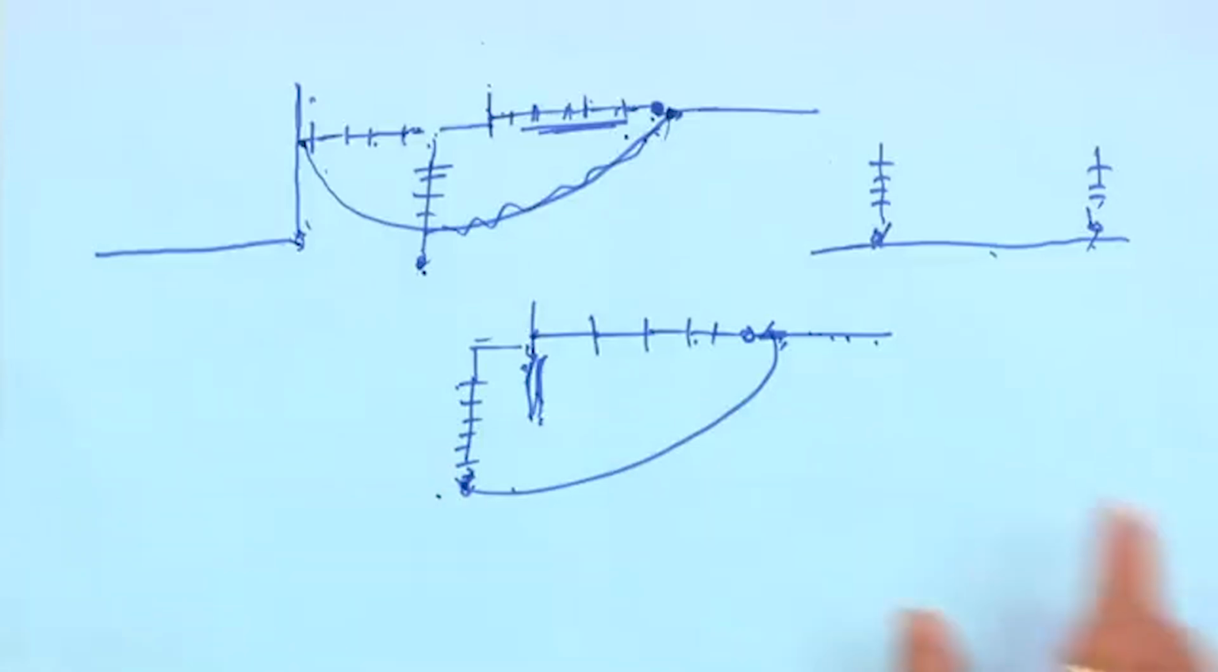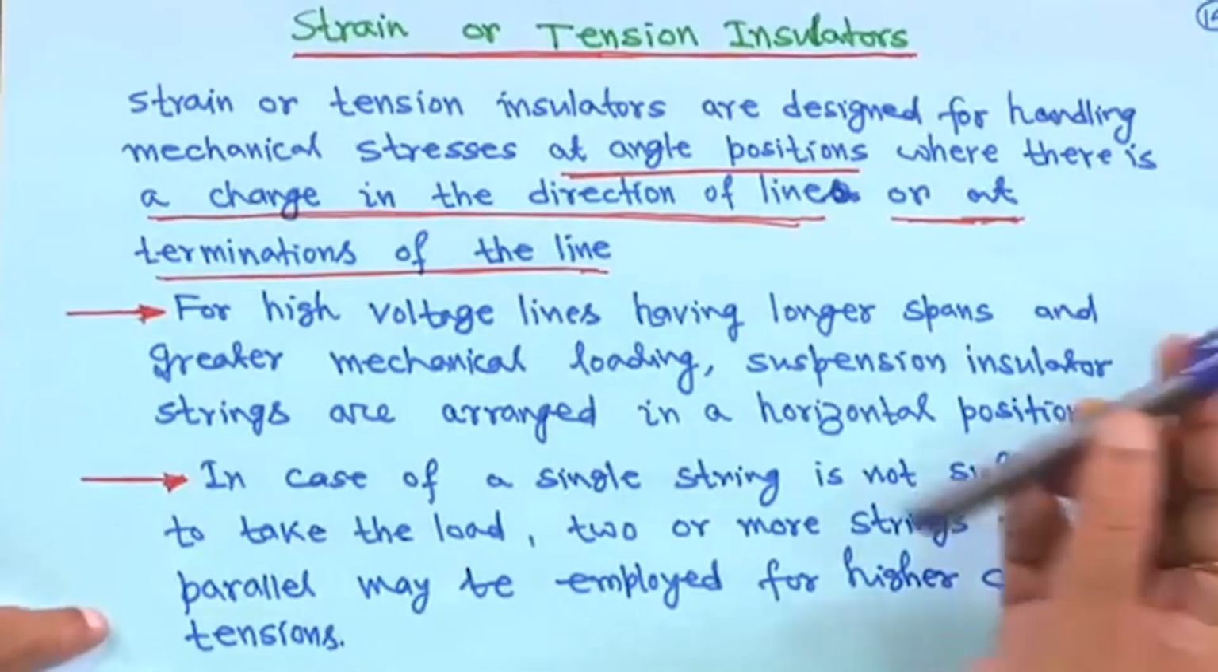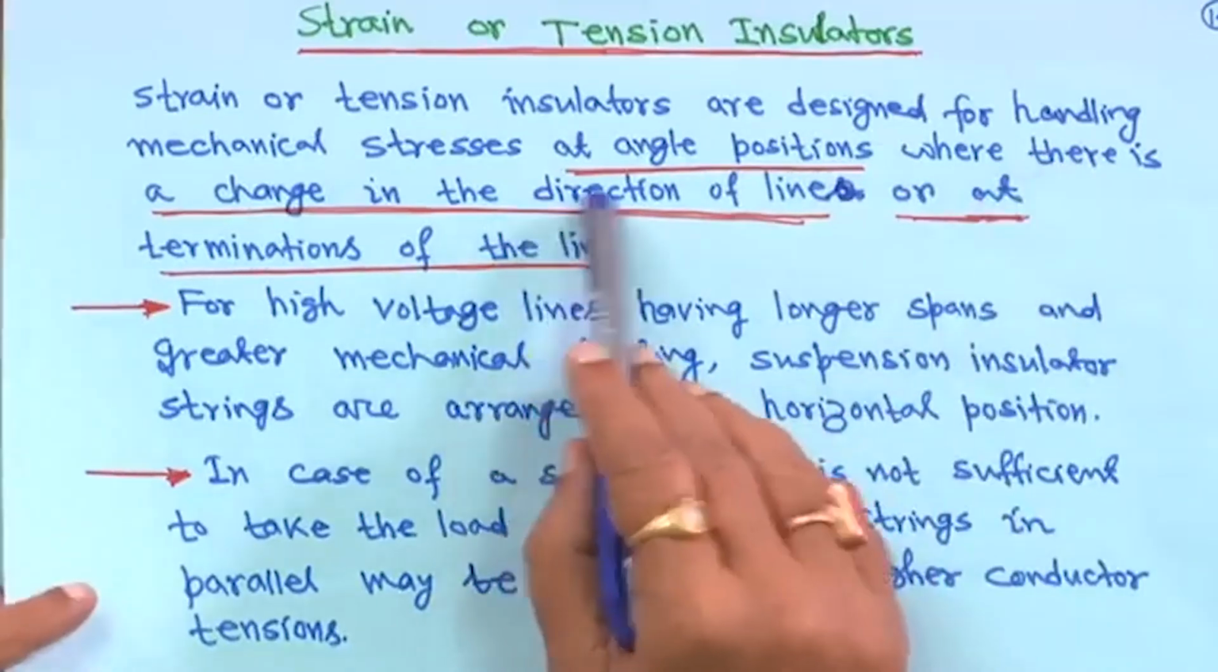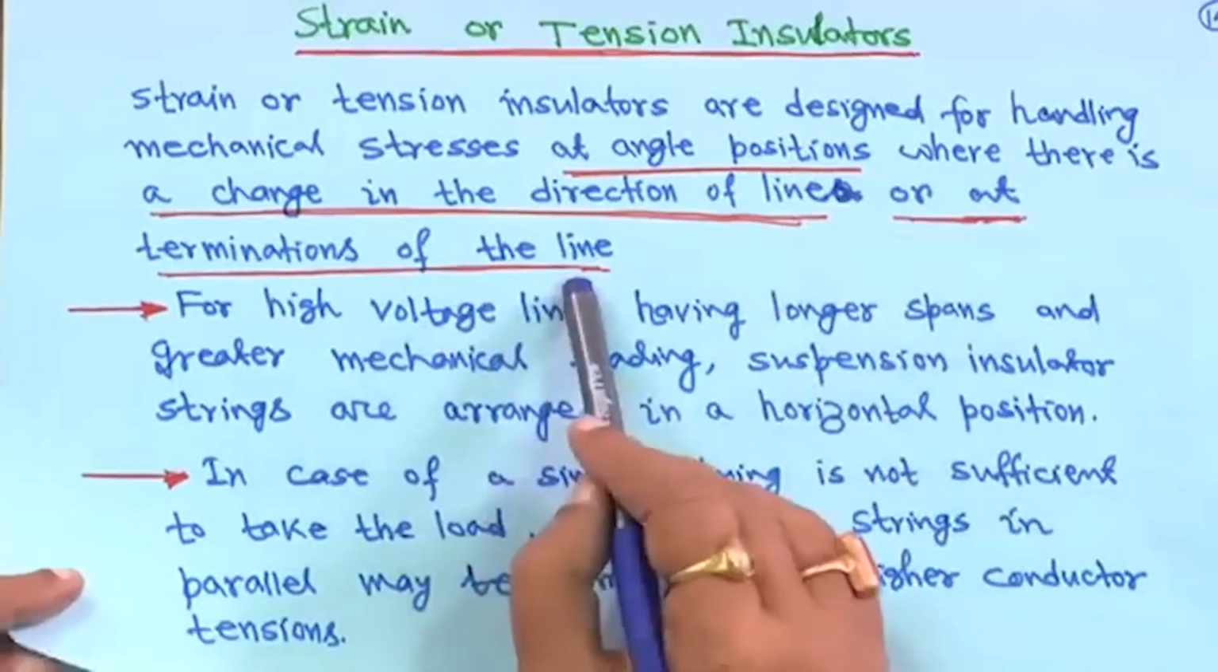If you observe a high tension transmission line anywhere in front of your house or college, you will see that it is connected in different ways. You can see V shape also, V connection. So, that is why these strain or tension insulators are designed for handling mechanical stresses at an angle position where there is a change in the direction of the line or at the termination of the line.